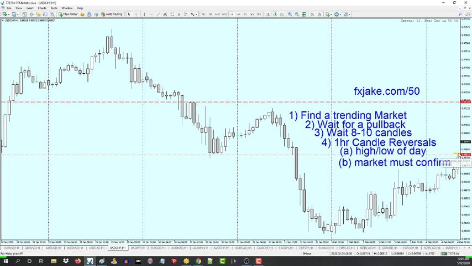Okay, see this candle right here? This is the high of the day. Has it been 1, 2, 3, 4, 5, 6, 7, 8? Yeah, it's been 8 candles and all that. So then what I say is I say to myself, is this the spot? Like, is this the trade I want to take?